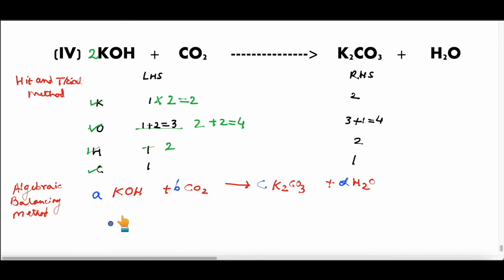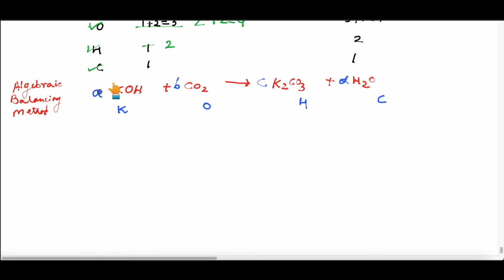Now after writing the coefficients, the next step is we need to write down all the elements present in the compounds separately. So it is potassium K, oxygen O, then we have hydrogen H, and we have carbon C. So we have these 4 elements present in this chemical equation. Now the next step is to write down the number of atoms that we have for potassium.